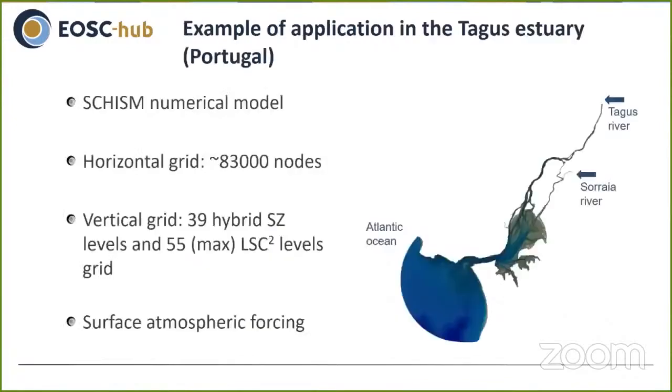Finally, here is an example of a three-dimensional modeling application in an estuary, the Tagus estuary. This is one of the largest estuaries in Europe that connects to the Atlantic Ocean and also has an important freshwater input from the Tagus River. The model was implemented using SCHISM and for the horizontal domain, a grid with about 83,000 nodes was used. Two vertical grids, one hybrid grid with 39 levels and one grid using LSC squared coordinates were tested.